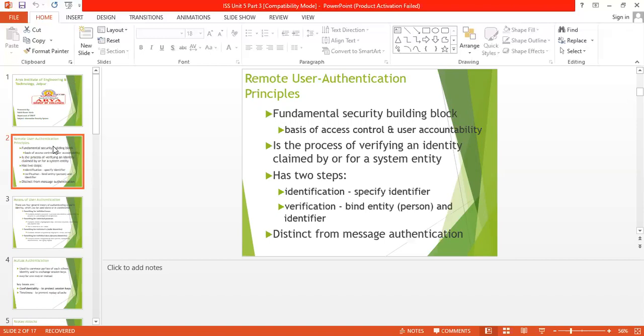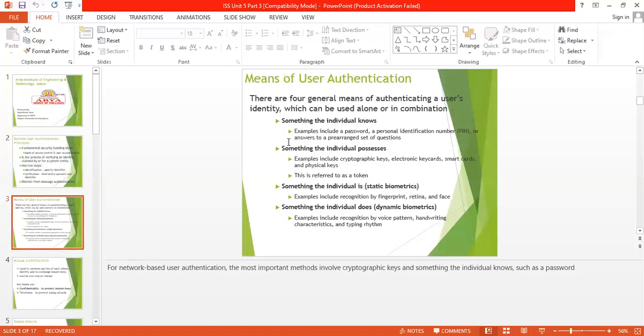Basically, there are two steps in remote user authentication. One is identification, the other is verification. Identification specifies the identifier, and verification binds the entity and the identifier. Now, what is the meaning of user authentication? Basically, there are four ways to identify the user.